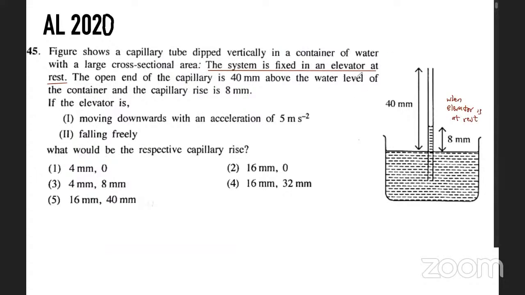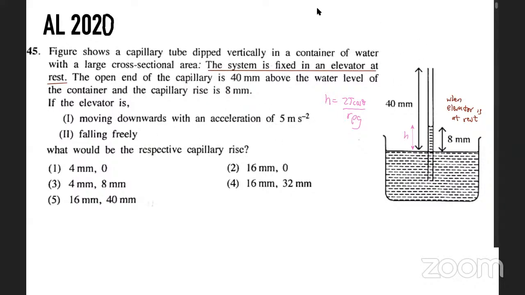Now we know the equation for capillary rise. If you take this height as h, as a common equation, h can be written as h is equal to 2T cos theta over r rho g. So now what they are doing in this question is they are making the elevator move in two different ways. One is the elevator is accelerating downwards with an acceleration of 5 m/s², and the other one is the elevator is falling freely.